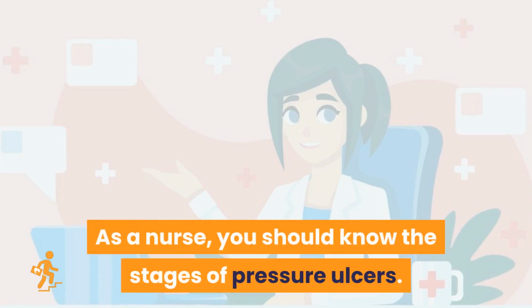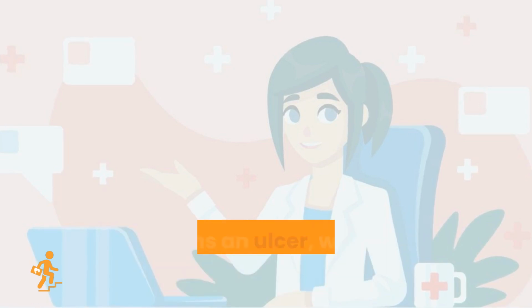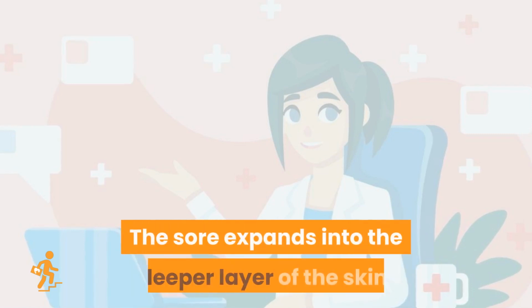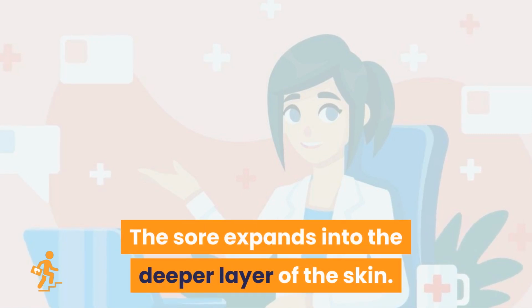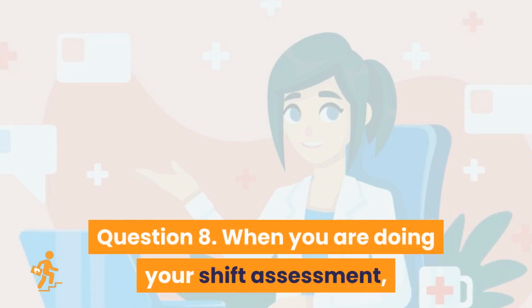As a nurse, you should know the stages of pressure ulcers. At stage 2, the skin breaks open, wears away, or forms an ulcer, which is usually tender and painful. The sore expands into the deeper layer of the skin. It can look like a scrape, blister, or a shallow crater in the skin. Question 8.